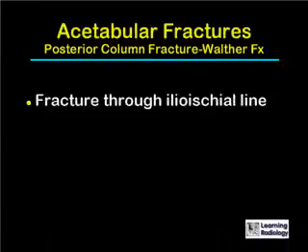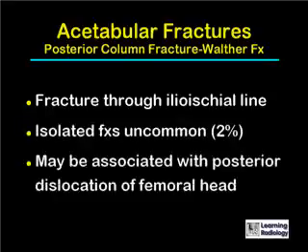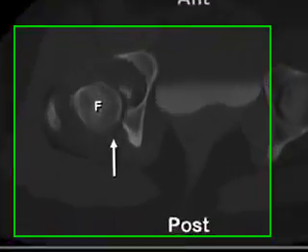Posterior column fractures, also called Walther fractures, are even more rare than anterior column fractures. They are represented on a plain film by fractures through the ilioischial line. They may be associated with posterior dislocation of the femoral head. This is an example of a fracture through the posterior column, as indicated by the white arrow, and posterior dislocation of the femoral head, labeled with the F, which is located dorsal to its normal position in the acetabulum.